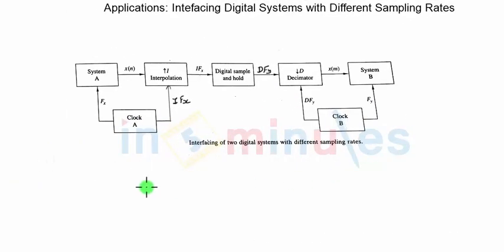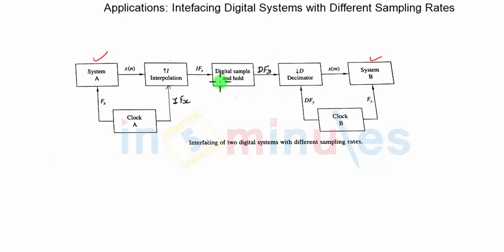This is how the interfacing will look. We have considered two systems. This is system A and this is system B. You can see that system A operates at clock A, system B operates at clock B. Clock A has the frequency Fx, clock B has the frequency Fy. That's how systems A and B are operating at sampling rate Fx and sampling rate Fy.